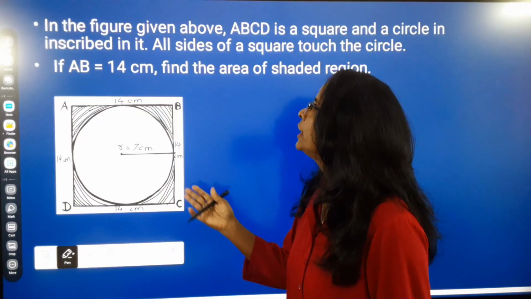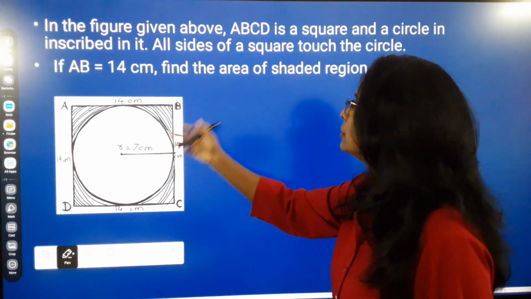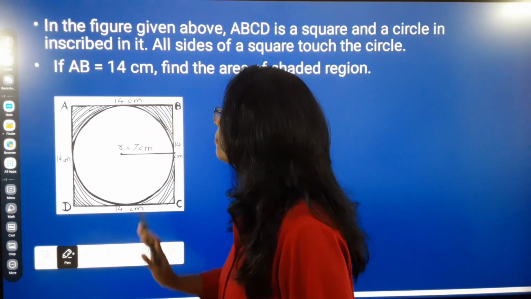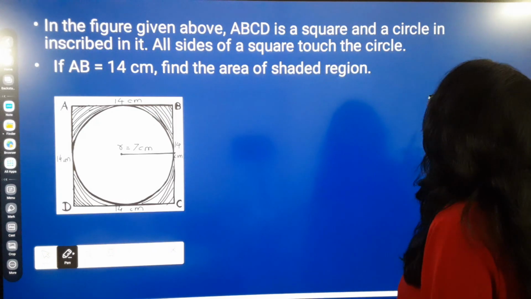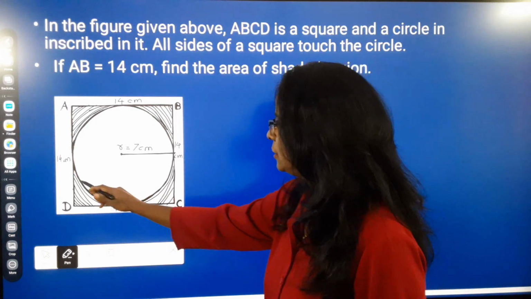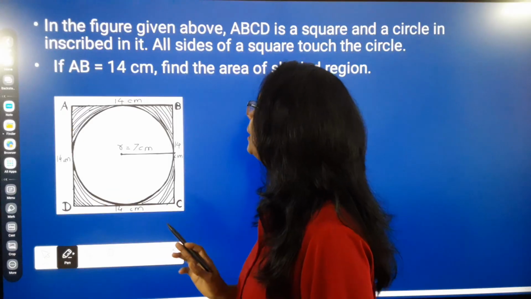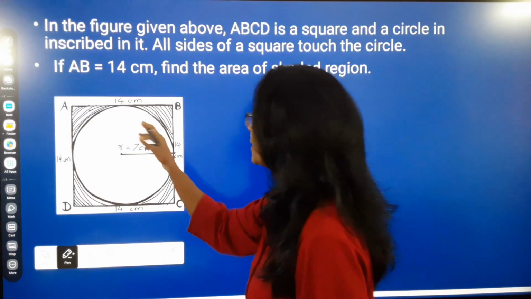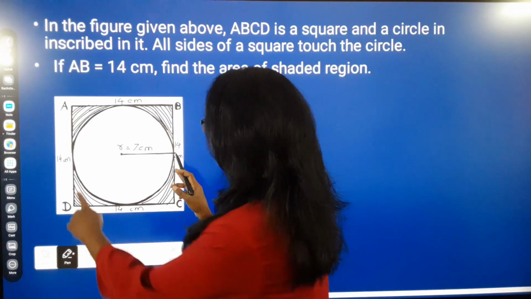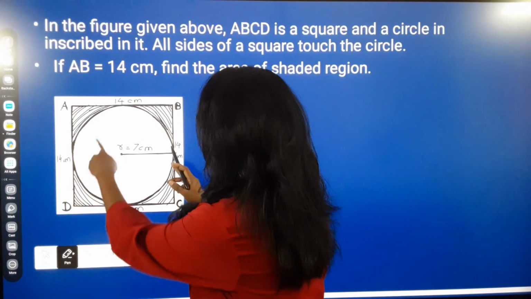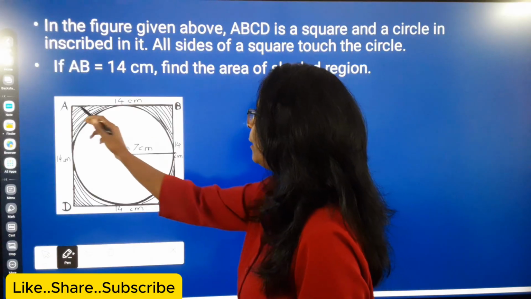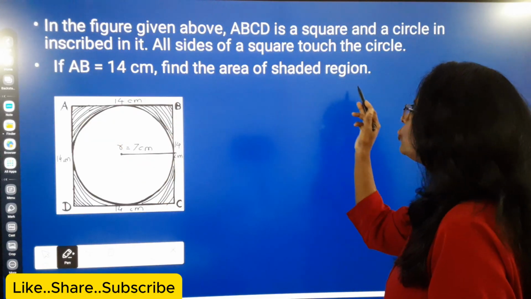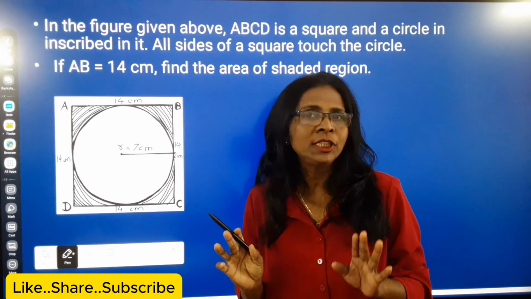And in the figure, given that ABCD is a square, and a circle is inscribed in it. See, this is the circle inscribed in it, and all sides of the square touch the circle. Then if AB is equal to 14 centimeter, find the area of the shaded region. We have to find out the shaded region.